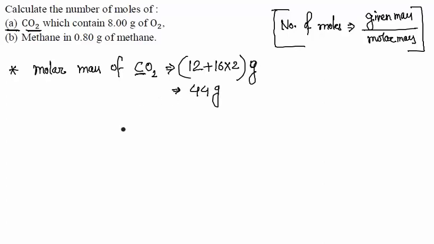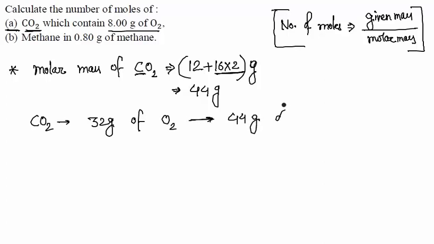Now, basically look at this, we have that much carbon dioxide, that is CO2, which contains 8 gram of oxygen. Now if in CO2 we have 32 gram of oxygen, how many grams of carbon dioxide do we have? 44 gram of carbon dioxide. So if we have 32 gram of oxygen, we have 44 gram of carbon dioxide.